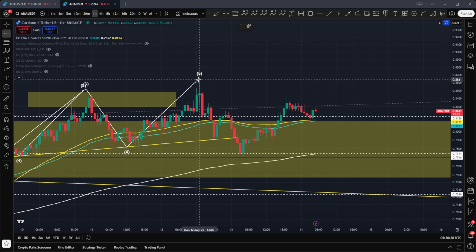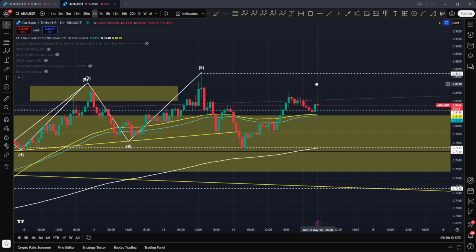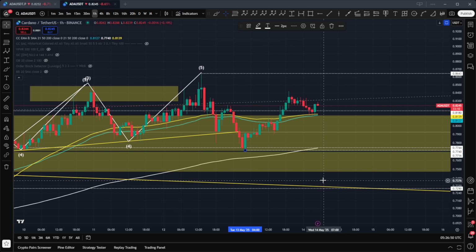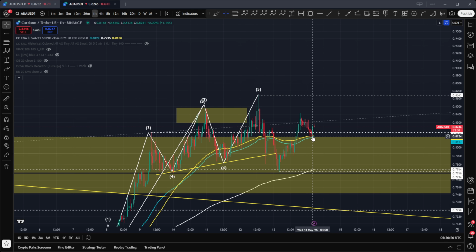So all eyes are going to be on the swing high of 86.43 cents. If we break above it, then obviously a continued move, looking good, and all the bears are going to be targeting down here at 77.16 cents, trying to break that down.